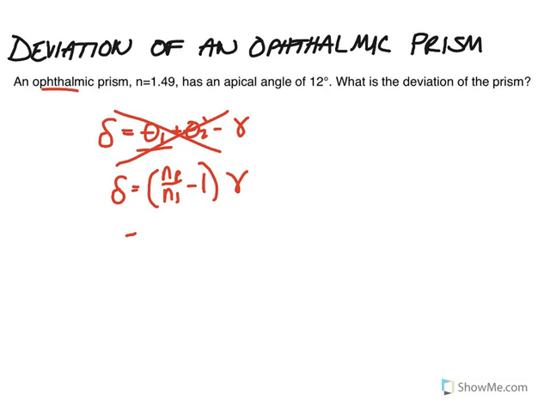And so for this problem, it would be 1.49 divided by 1 will give you 1.49, and then subtract 1 and multiply it all by the apical angle, which we are given is 12 degrees. And for this, you would find that the deviation of this ophthalmic prism is 5.88 degrees.